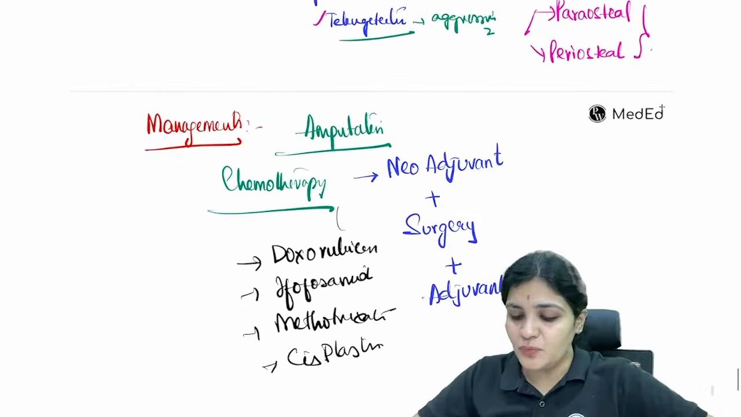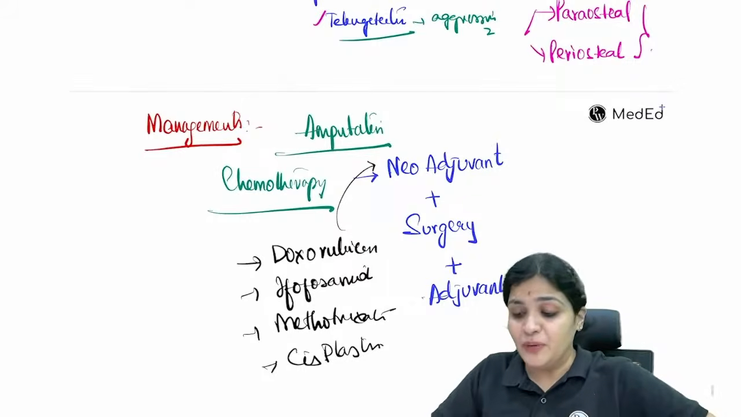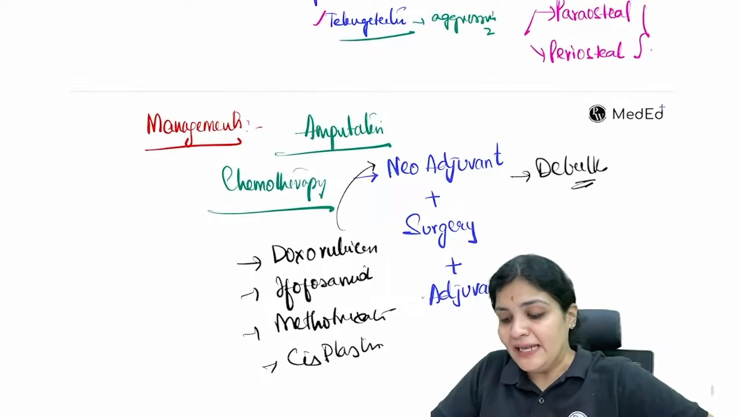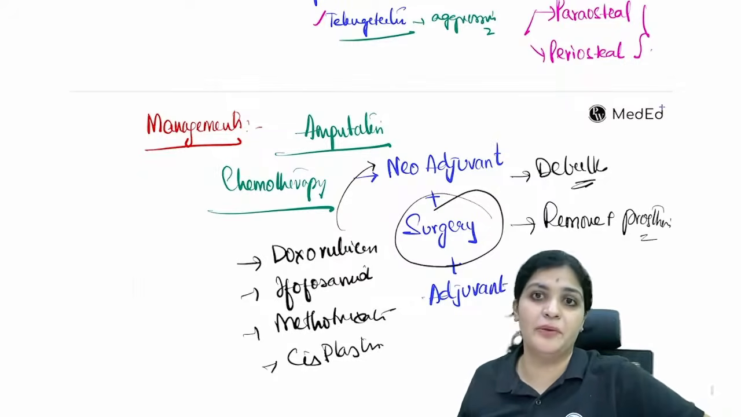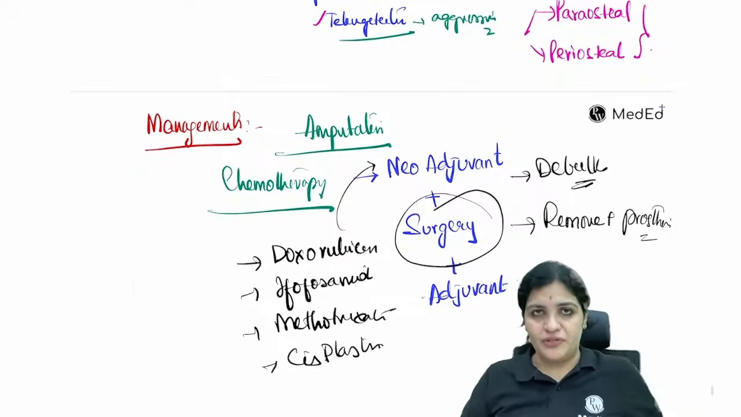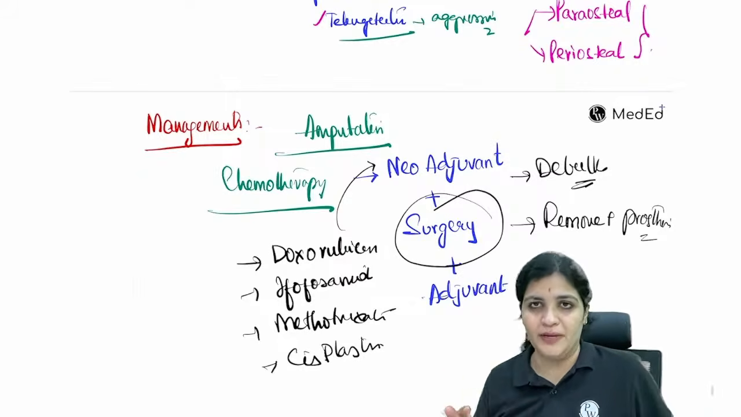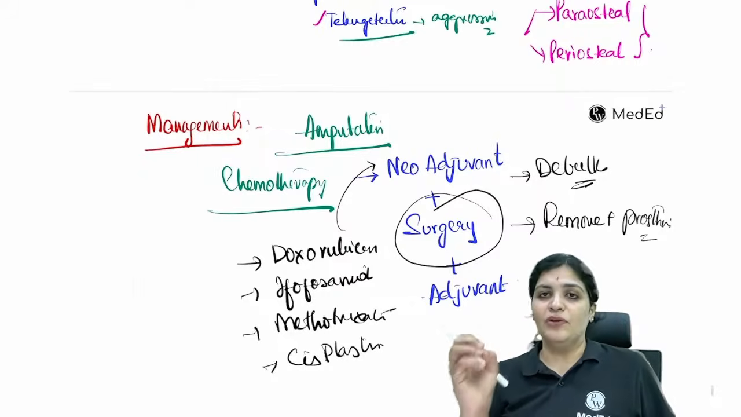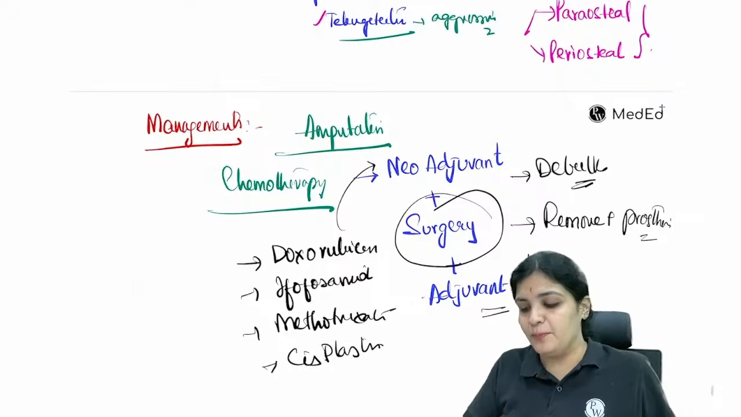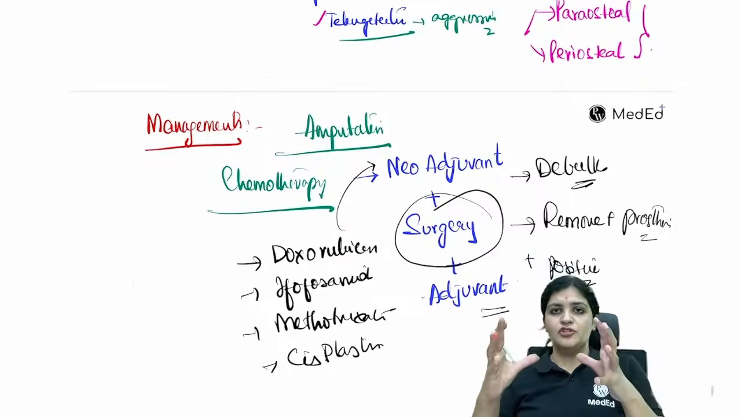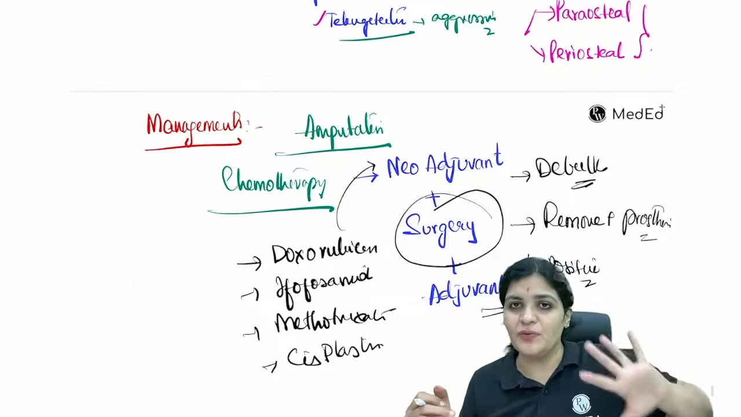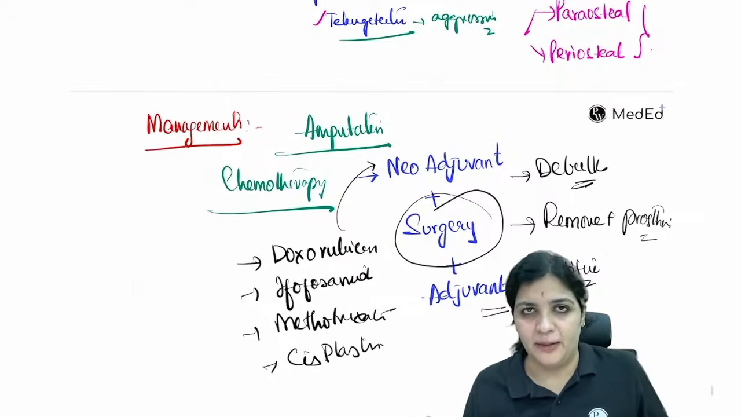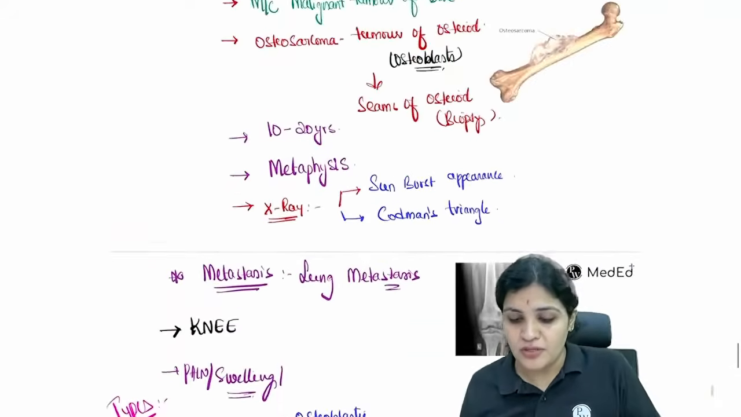So first we give a dose of neoadjuvant chemotherapy which will debulk the size, and then we go for surgery and remove the tumor. This removal is compensated with a prosthesis, as we discussed for giant cell tumor. Whenever a large tumor is present, you can go for arthroplasty. Then we go for adjuvant chemotherapy if the margins are still positive. Once you remove all the tumor, you send it for lab diagnosis, and if the margins are not clear, then again you go for adjuvant chemotherapy. That is how you treat cases of osteosarcoma.